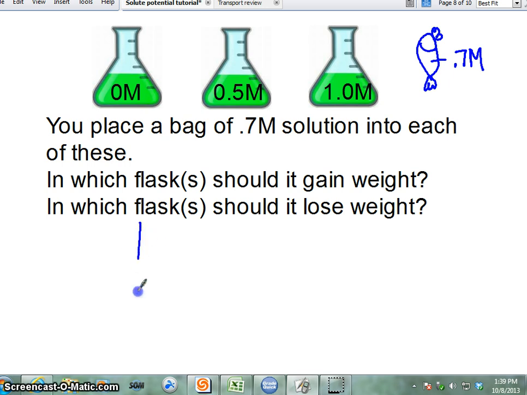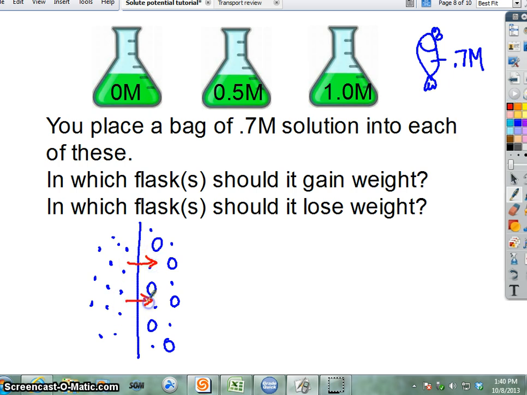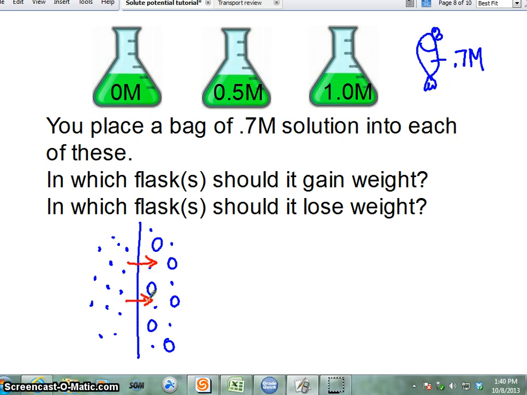Okay? So if we were to picture our flask that's 0 molar, here's all our little water molecules. In our bag is 0.7, so here's a bunch of solute that can't pass, and here are our water molecules. Obviously, if only water can pass, there's a much higher chance of a water molecule hitting from the left and going towards the right. Even though water can go the other way, just by random chance, this bag is going to get bigger. What about in the 0.5?